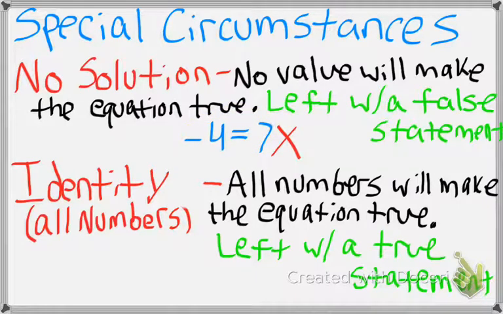Now, in an identity, all your variables will cancel out just like in the last one, but you'll end up with a true statement. For example, 5 equals 5, and that's a true statement, so no matter what you plug in for your variable, you're going to end up with a true statement. Your equation will be true, so all real numbers are solutions. So now I'm going to show you some examples of these.